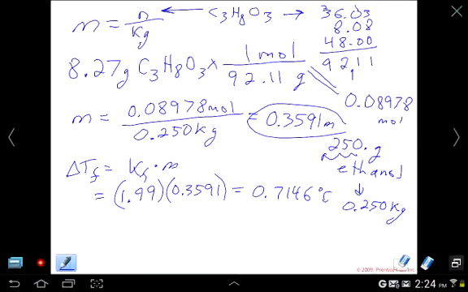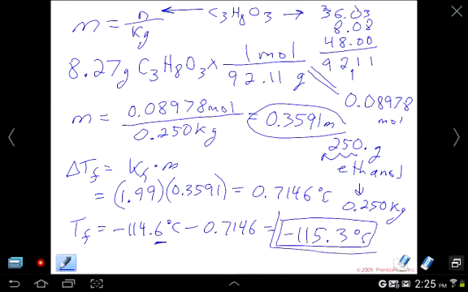Now the original freezing point for ethanol was given as negative 114.6 degrees Celsius. So now we have to add this. Recall that freezing point is decreased, so we'll have to subtract 0.7146, for a total of, and this will complete our problem, negative 114.6 minus 0.7146 gives us negative 115.3. Sig figs will go to the tenths place because we're subtracting and adding.